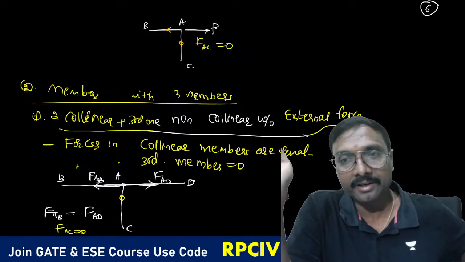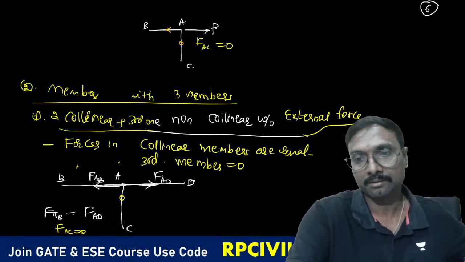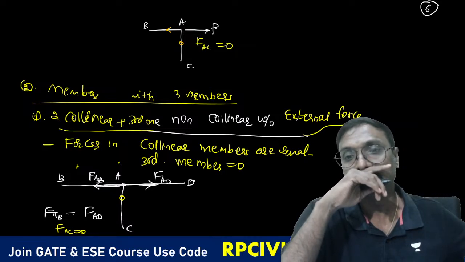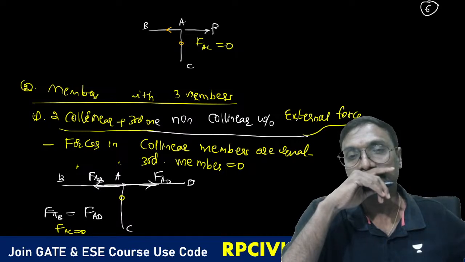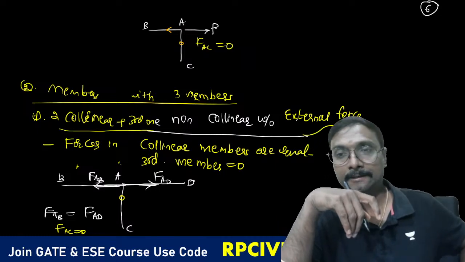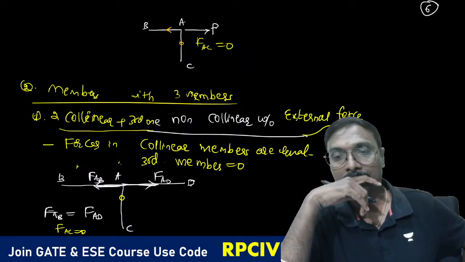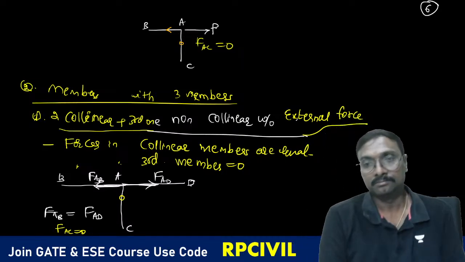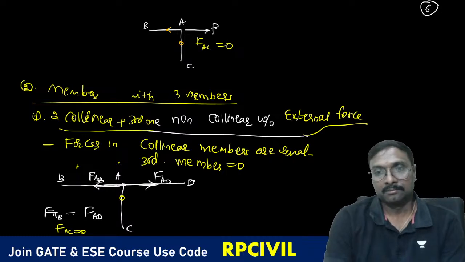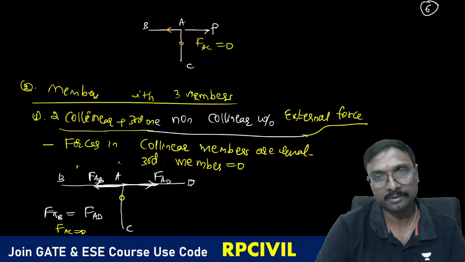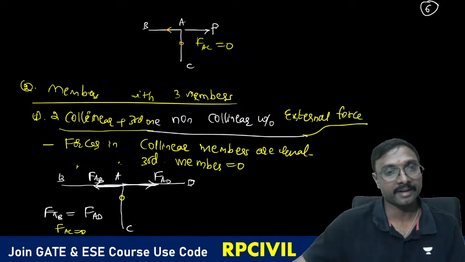Note and tell me. We'll write under this and we'll close after this. Noted. So collinear members will have equal forces, and the non-collinear member will have 0 force. So here AB and AD are which ones? Collinear, no?